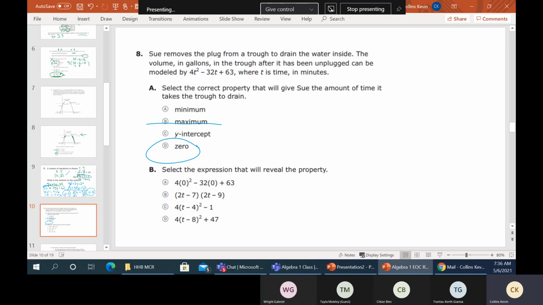Okay, so the next one here says select the expression that will reveal the property. Reveal the property? What are they talking about, right? Okay, so here's what we're talking about. When the thing is drained, there's no water, right? So f of t, or the y value, equals this expression here. And when there's no water, that means f of t is 0, so this thing equals 0, which we just figured out for this one. So this is when y equals 0. So that first one is plugging in 0 for x, so that's not it.